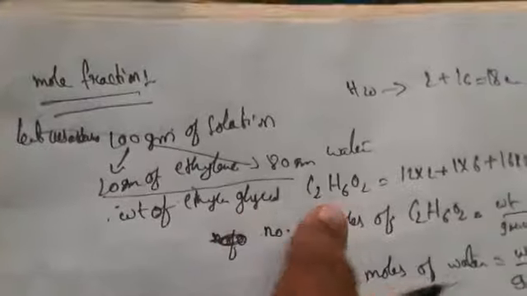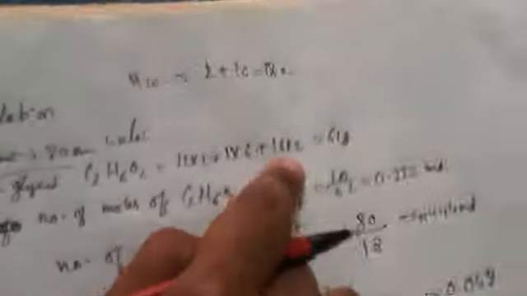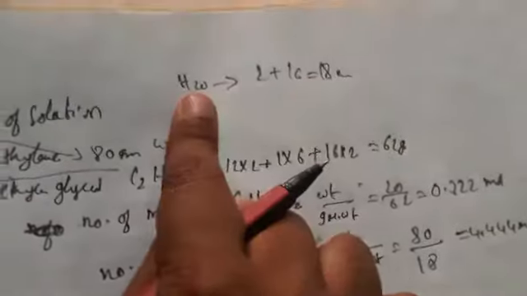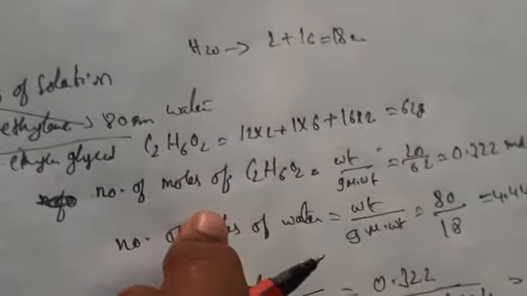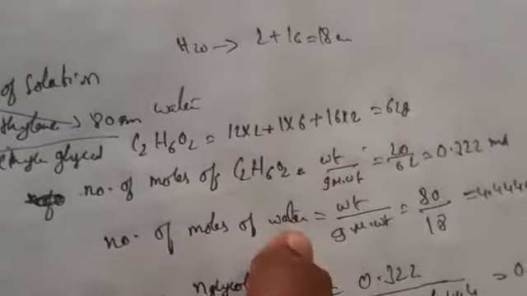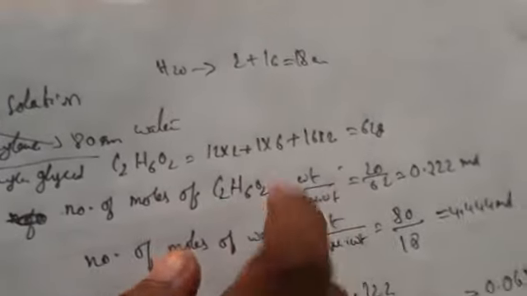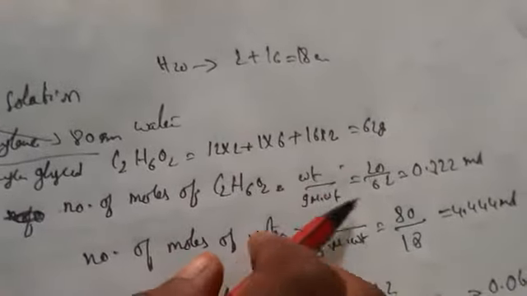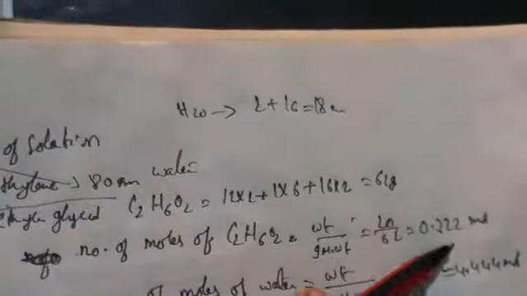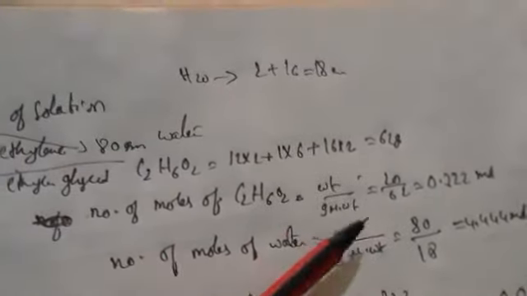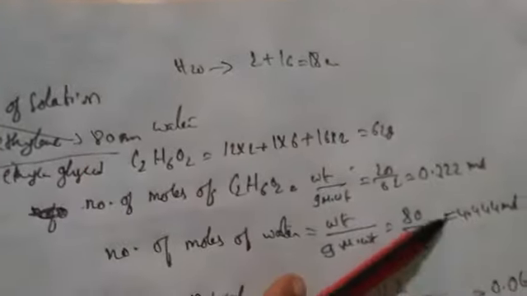Now we are finding the gram molecular weight of ethylene glycol, which is 62 grams, and of water, which is 18 grams. So now we are finding the number of moles of ethylene glycol and water. Number of moles of ethylene glycol is weight by gram molecular weight, that is 20 by 62. We are getting this value. And coming to water, 80 by 18, we are getting this value.